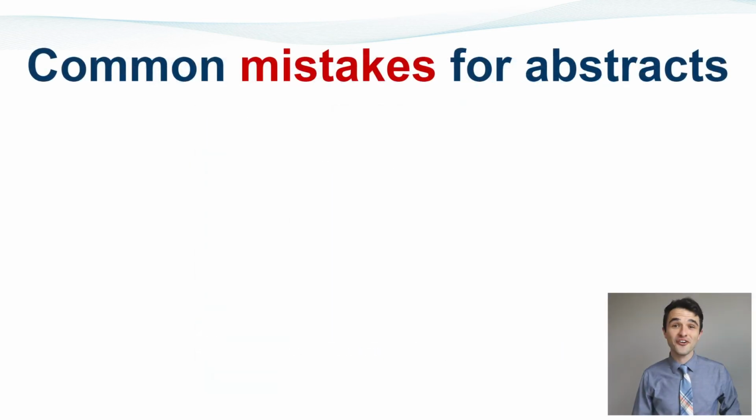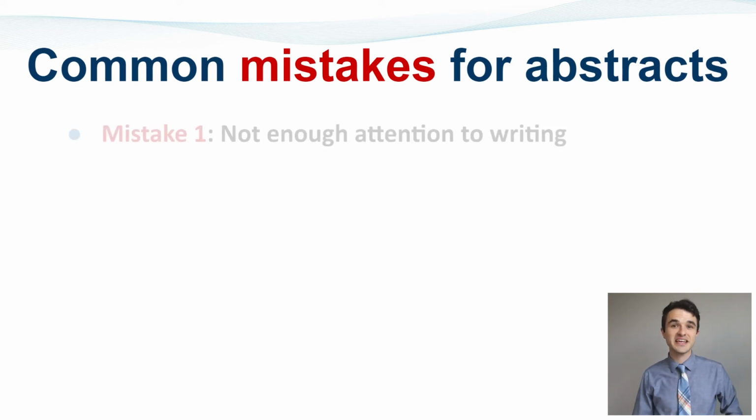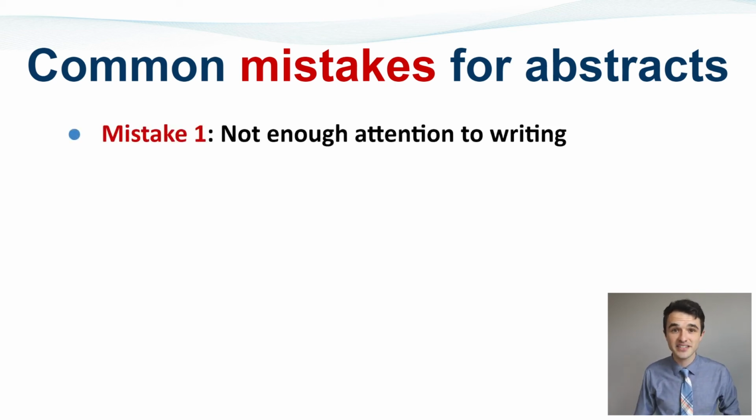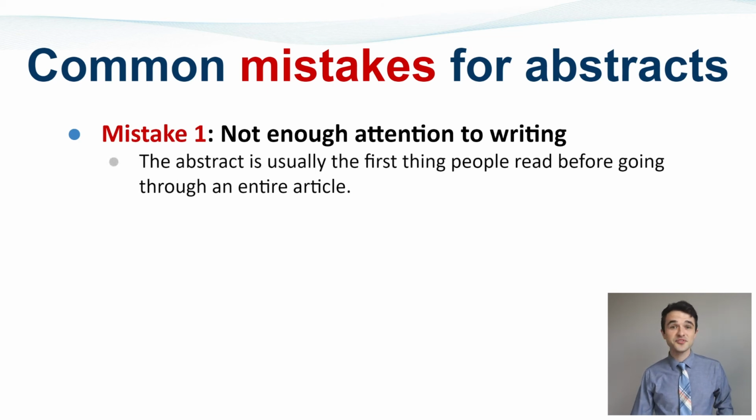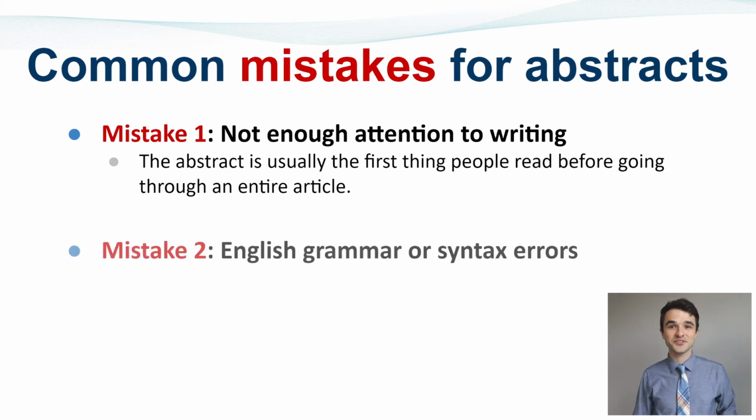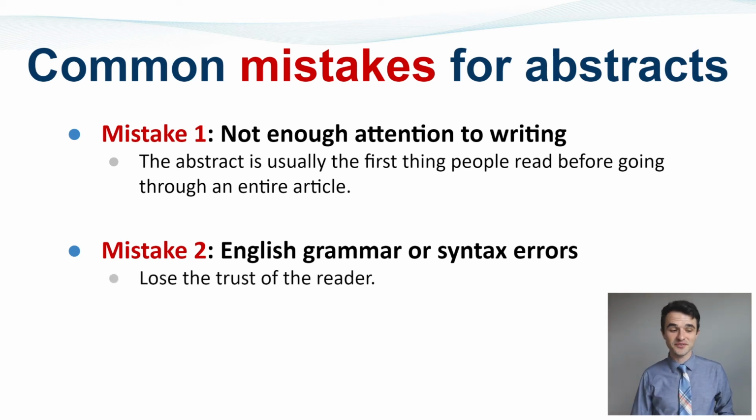All right, we aren't done yet. Common mistakes for abstracts. Mistake number 1, not enough attention to writing. The abstract is usually the first thing people read before going through an entire article. Make sure you take your time and write your abstract with care, and not at the last minute. Mistake number 2, English grammar or syntax errors. These instantly lose the trust of the reader.